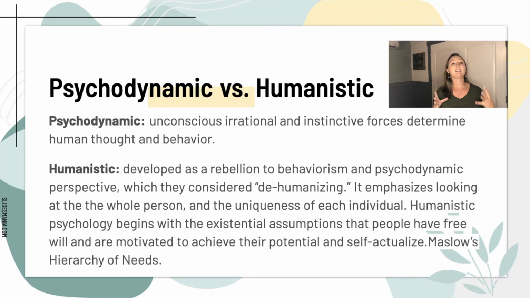It begins with the existential assumptions that people have free will and they are motivated to achieve their potential and self-actualize. We're going to look later at this wonderful thing we call Maslow's hierarchy of needs, which basically builds upon the levels of what each human needs to get to self-actualization, or ultimate fulfillment.